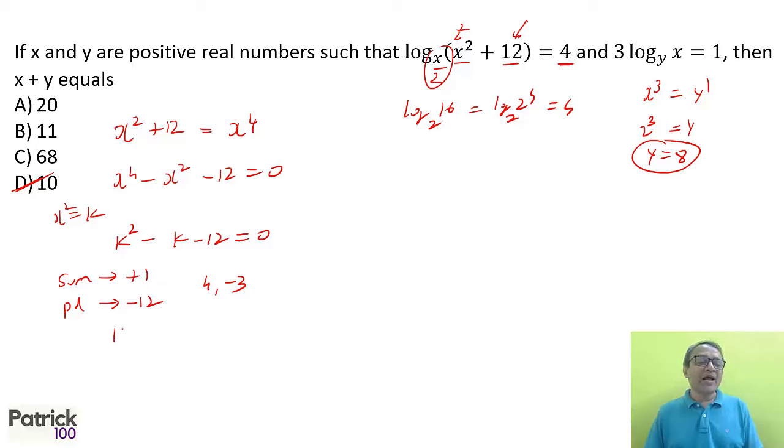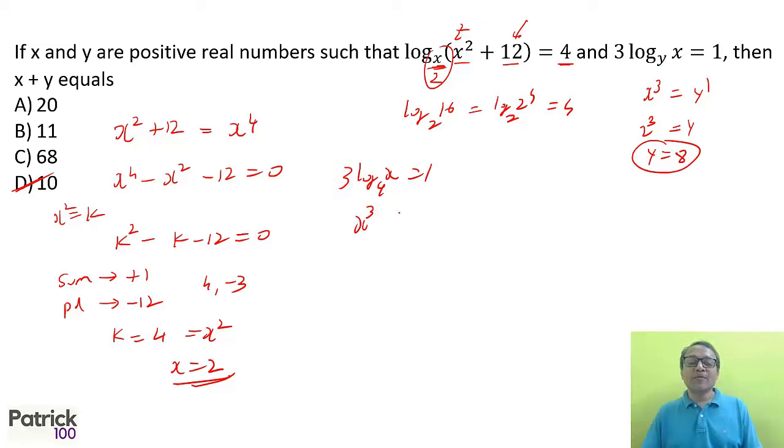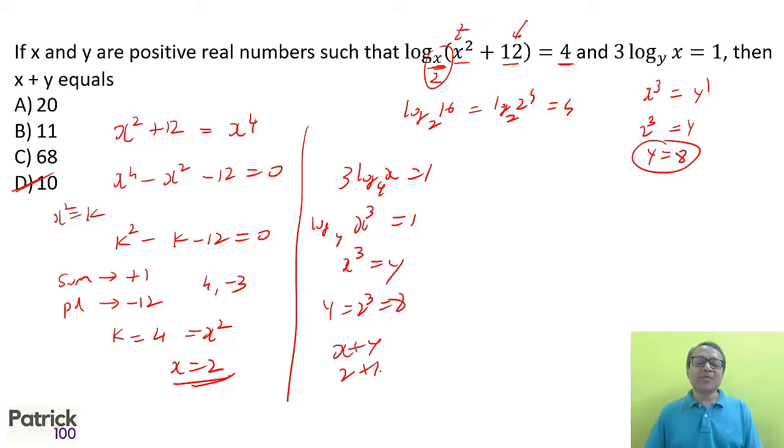I can't have a negative value, so I'll take the positive value, because the base of a log cannot be negative. So x squared cannot be minus 3, so k equals 4, which is x squared. So x will be 2 here, positive, because the base of a log cannot be negative. Once I get x as 2, I can take the right hand side equation, log base y of x cube equal to 1, which means x cube is equal to y. From that you get y equal to 2 cube, which is 8. So x plus y will be equal to 2 plus 8, which is 10.